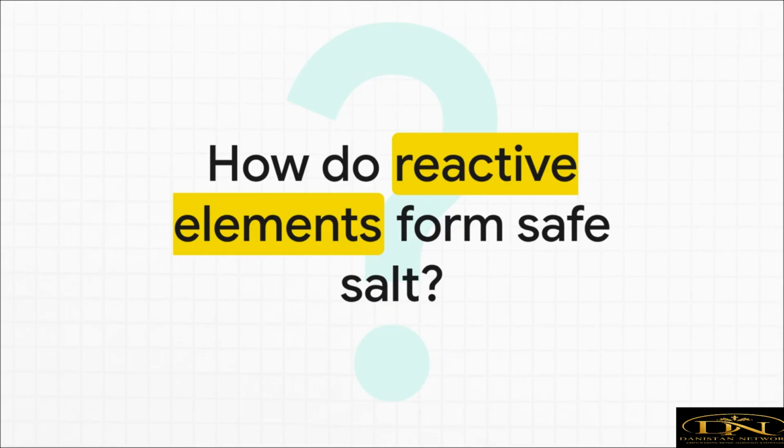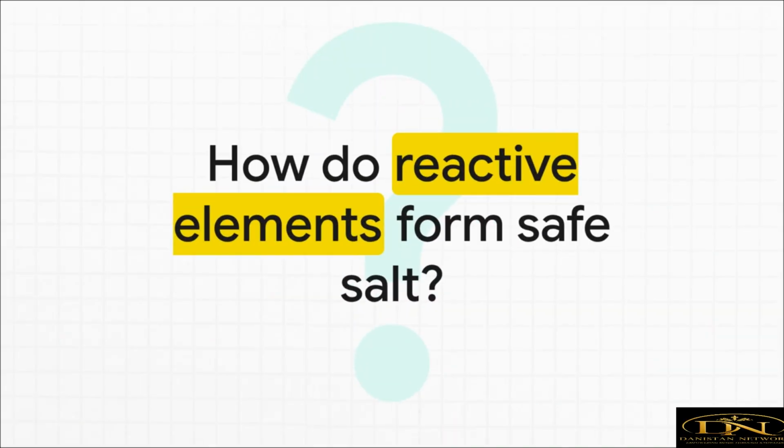How on earth can two inherently dangerous elements react to create something absolutely essential to human life? Well, the answer doesn't lie in magic or alchemy, but in the precise mathematical exchange of subatomic particles. Today, we will study ionic bonding.